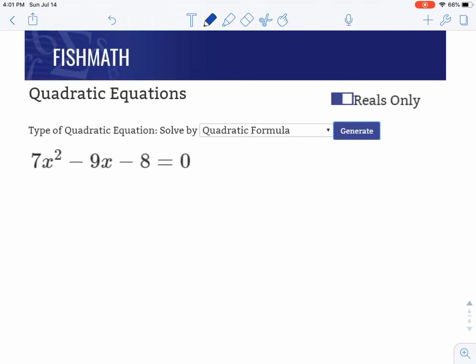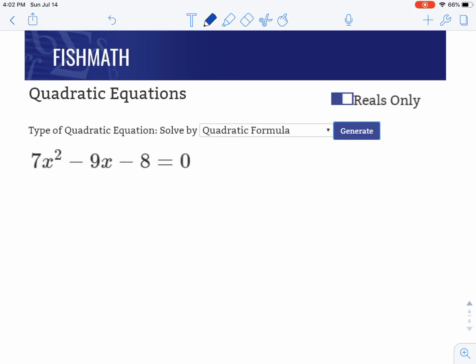Hi everyone. We're going to look at how to use the quadratic formula to solve a quadratic equation. You can always use this method. You can always use this formula no matter if it's factorable or not factorable. It will always work to give you the answer, which is kind of nice if you want one method that will always work.